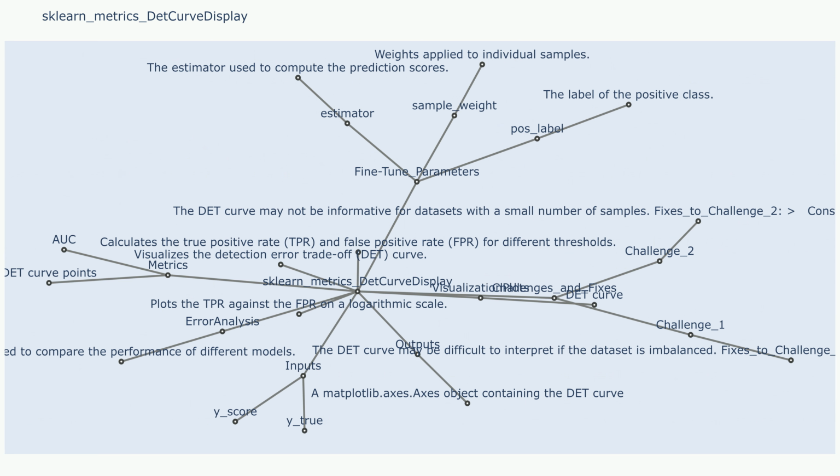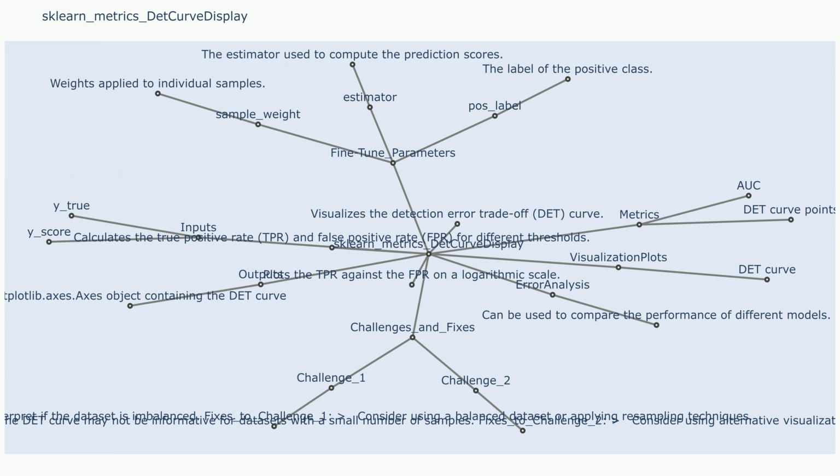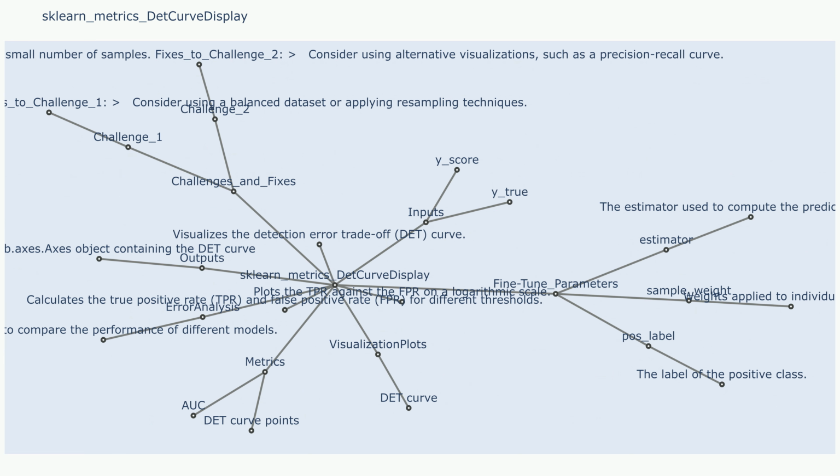Challenge 2: non-informative DET curve. Sample use case that resulted in challenge 2: when the classifier performs poorly. The DET curve may be a straight line, indicating that the classifier is not able to discriminate between positive and negative samples. Fixes to challenge 2: consider trying different classifiers, adjusting the hyperparameters of the classifier, or adding more features to the dataset.